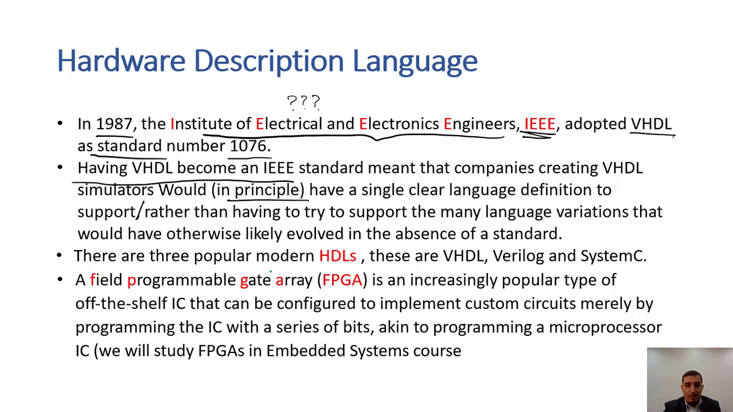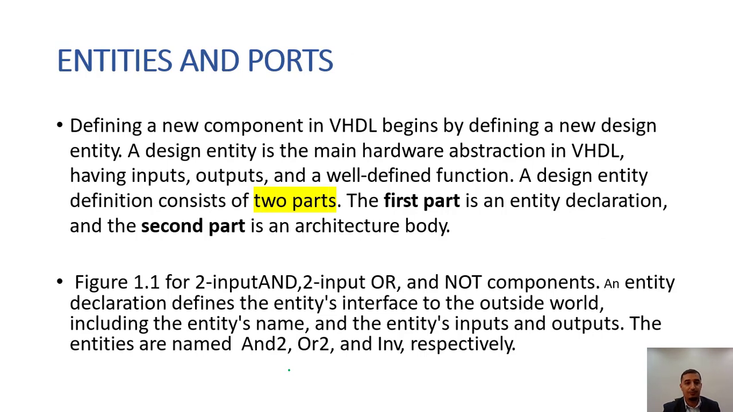Now, there are three popular HDLs in the market. We have VHDL, Verilog, and SystemC. Most of them deal with things the same way. The FPGAs, the field programmable gate arrays, which we are going to talk about next semester in embedded system design, are off-the-shelf ICs which can be programmed using VHDL. Actually, in the lab, we have the Cyclone FPGAs. I already uploaded a video for you on how to install Quartus, which will be used in the lab. So hopefully, if you watch that video and follow the lab manual, things should be fine.